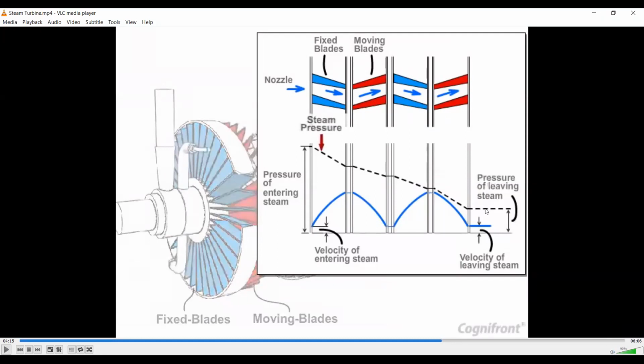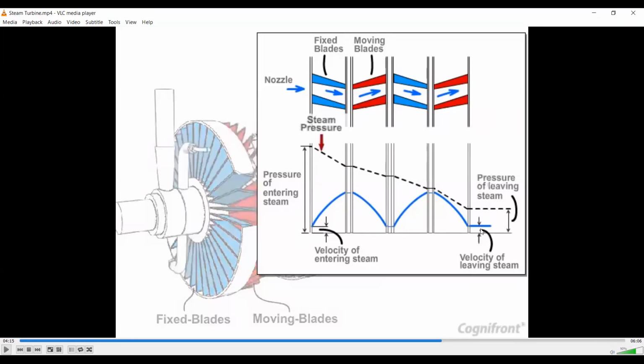Why is it decreasing? Because the steam expands when it flows over the turbine blades. So the pressure decreases with the expansion of the steam. But see here for the velocity, when the steam moves over the fixed blades, the velocity increases. But when it moves over the moving blades, the velocity decreases. Again, when the steam moves over the fixed blades, velocity increases, and then again decreases when it moves over the moving blades.